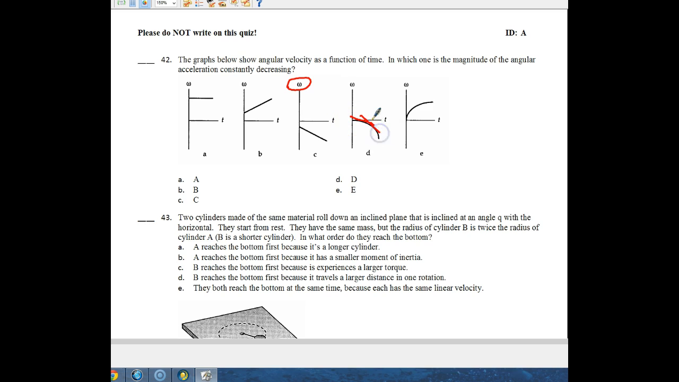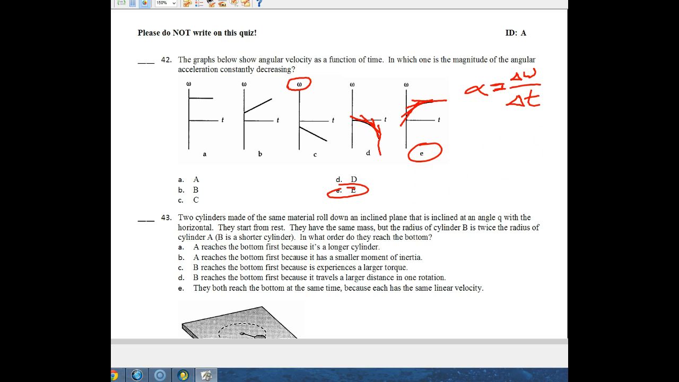This would be an increase in angular acceleration. If we continue to look at the slope, it's getting bigger and bigger and bigger. And here, the slope is getting smaller and smaller. Remember, the slope would be equal to the angular acceleration. So angular acceleration here is equal to the change in the angular speed divided by the change in time. So we'll see that the answer here should be letter E.